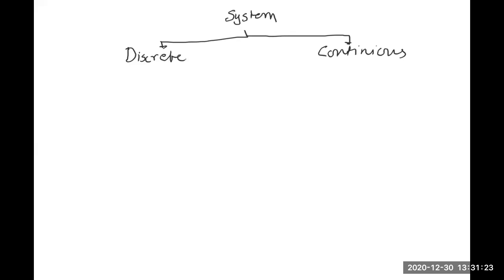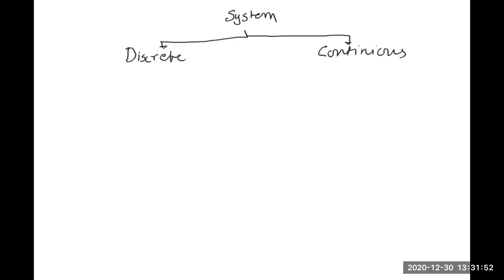Whatever system you may choose, okay, that system may either be discrete or continuous, or it may be a mixture of the two. Okay? It may be a mixture of the two. So what do we mean by discrete system and what do we mean by continuous system? I'll tell you by an example.